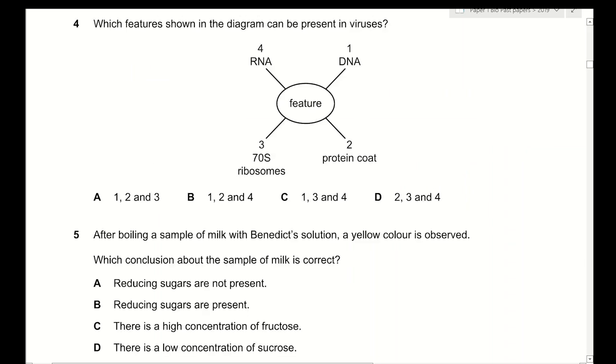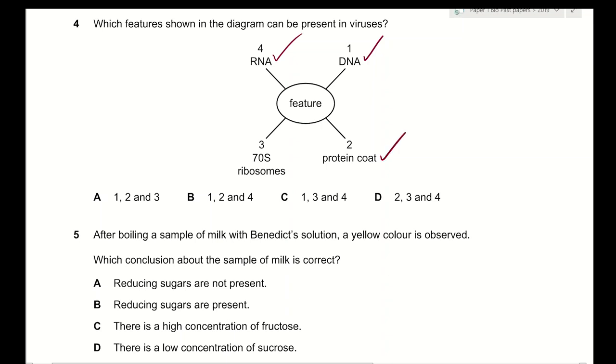Question number four, which features shown in the diagram can be present in viruses? Let's start with DNA. Yes, viruses could have DNA, this is correct, and RNA, this is also correct, but they cannot both be present in the same virus, so it's either DNA or RNA, also known as retroviruses. Two, protein coat. Yes, all viruses must have protein coats, also known as a capsid, therefore this is correct.